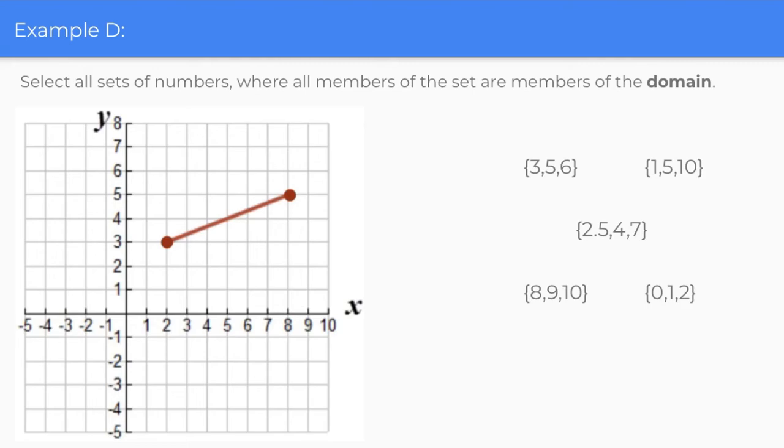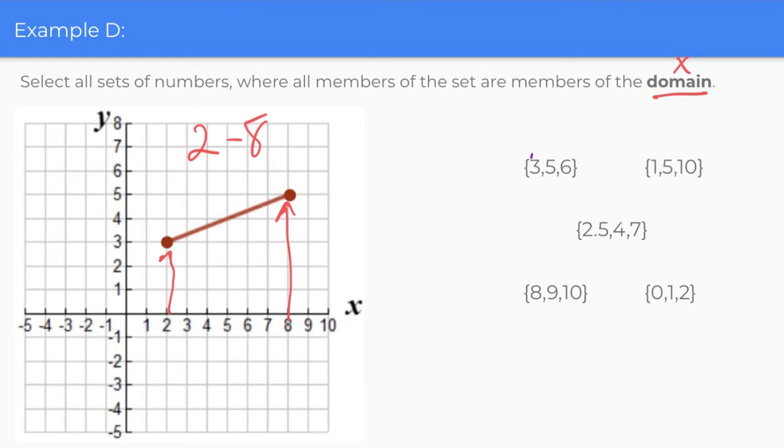Okay, so as we can see here, because we're talking about domain, we're talking about X, our graph is going to go between, we've got a dot here at 2, and we've got a dot here at 8. So we are going to look for numbers that fall between 2 and 8. Any number that falls between 2 and 8 is going to be part of the domain, and any number that falls outside of 2 or 8 is not going to be part of the domain. So we've got our first set there, 3, 5, and 6.